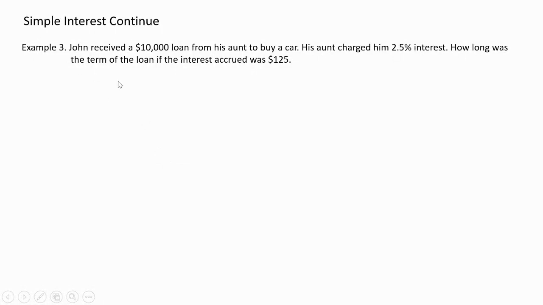Now let's do another one here. Example 3. John received a $10,000 loan from his aunt to buy a car. His aunt charged him 2.5% interest. How long was the term of the loan if the interest accrued was 125? So here, what are we looking for? Which formula should we use? John received, how long was the loan for? We're going to be using this very same formula. But how do we know what we are looking for? We're looking for how long. How long was the term? So we're looking for time.